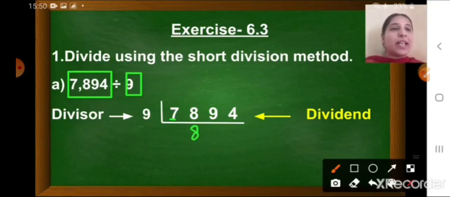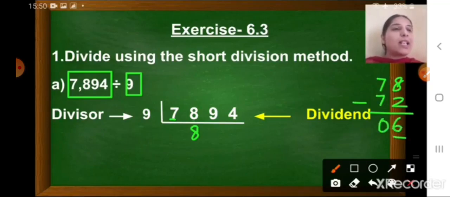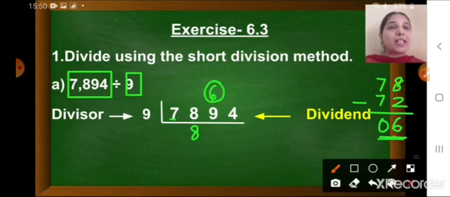Now that 78 minus 72, what you will get? 8 minus 2, 6, 7 minus 7, 0 here. So that 6 we will write just above the next digit of the dividend. So what is the next digit of the dividend? 9. Just above that we will write this difference, which is 6, and we will circle it like this.